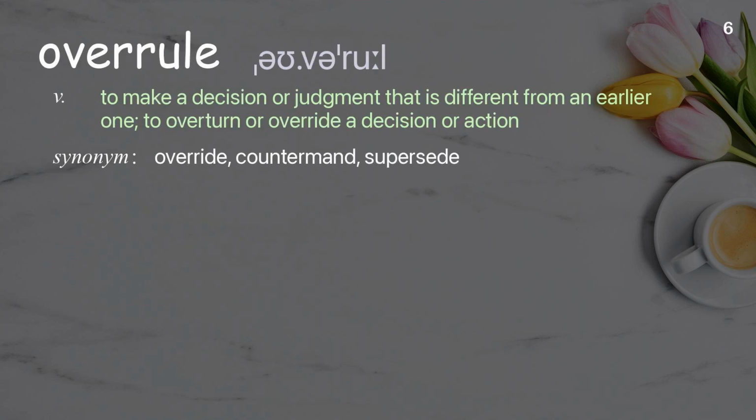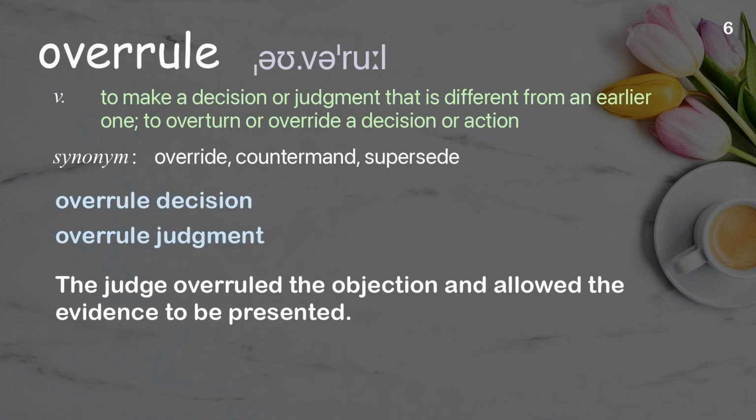Overrule. To make a decision or judgment that is different from an earlier one, to overturn or override a decision or action. Examples: Overrule decision. Overrule judgment. The judge overruled the objection and allowed the evidence to be presented.